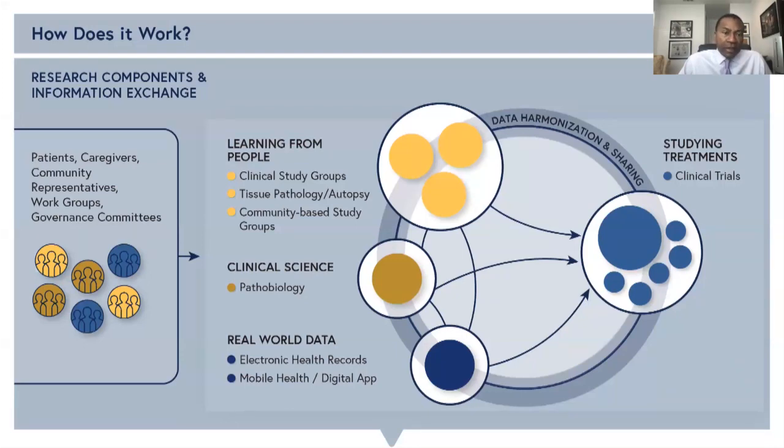So we can learn from clinical study groups who have a lot of content expertise in long COVID, tissue pathology and autopsy expertise, as well as community-based study groups who are at the grassroots understanding how it impacts day-to-day lives. But we also know on the clinical science side, there's pathobiology that we need to understand, and we need to use real-world data with electronic health records, mobile health apps, and digital apps.